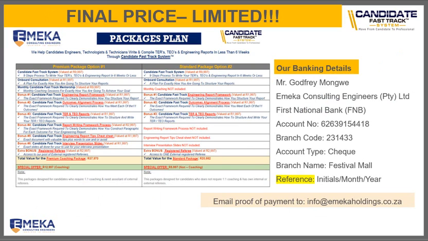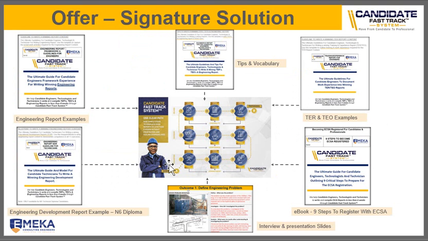Okay, this is our banking details. I'm going to leave it here for a few seconds on the screen so you can take a picture of it. You can then say, I want option number 1 or option number 2. You can see the packages that come with it. And then you are able to come to the training, and we'll take you through the whole process. And then you will have access.